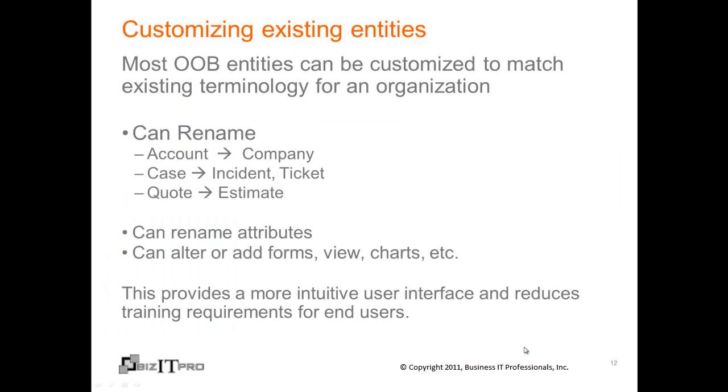Customizing CRM 2011 entities. Customizing existing entities is possible, and most out-of-box entities, part of the base system solution, can be customized to match existing terminology for an organization. So for instance, we could rename the account entity to be the company entity, or the case entity to be known as incident or ticket. We could change the name of quote to estimate.